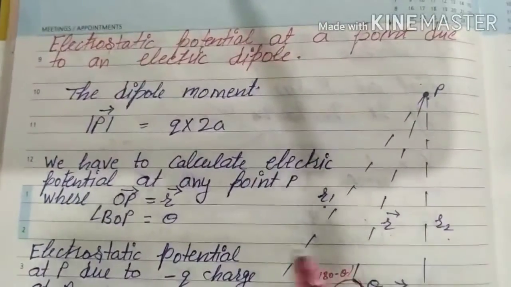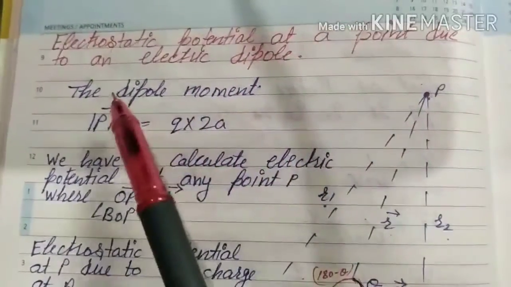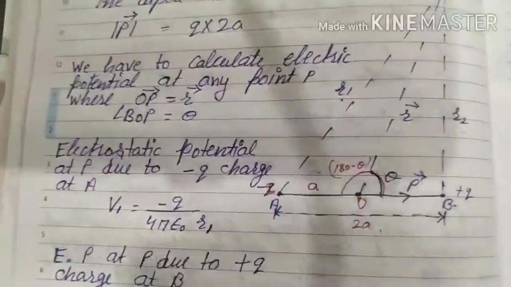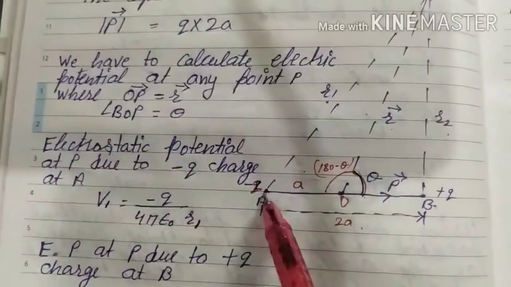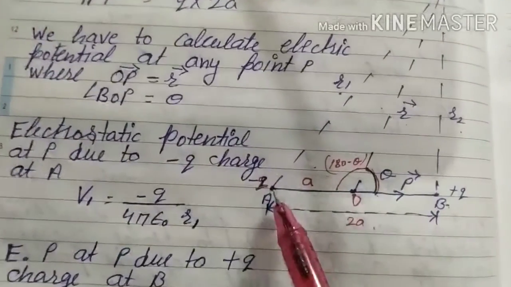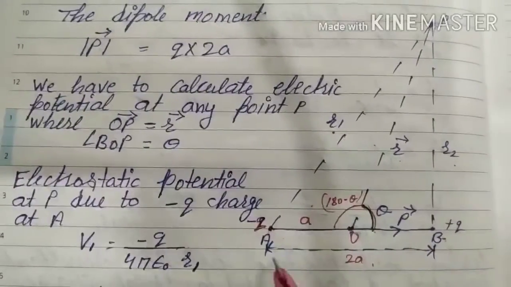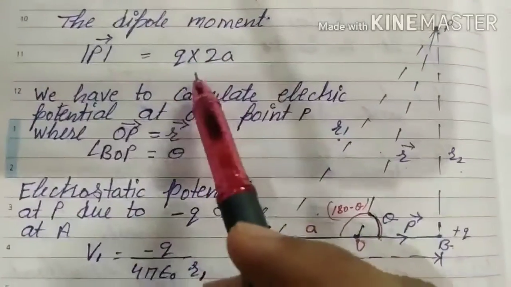Now the next topic of 12th class physics: electrostatic potential at a point due to an electric dipole. Here an electric dipole is placed. A, B: the negative charge minus Q is at A and the positive charge Q is at B. The distance between the two charges is 2a. We know that the dipole moment is Q into 2a.